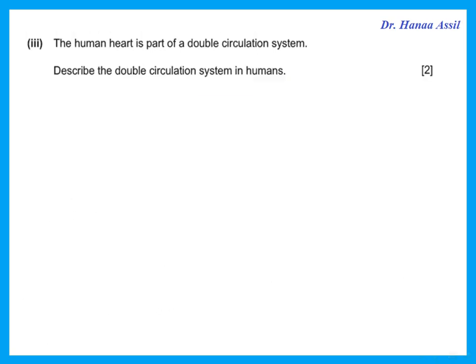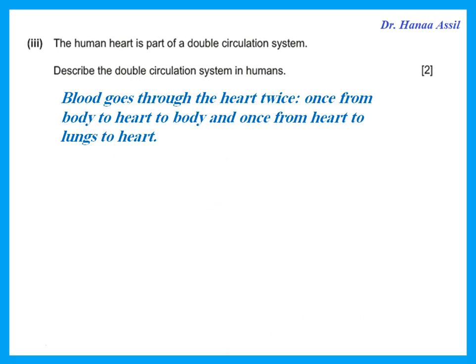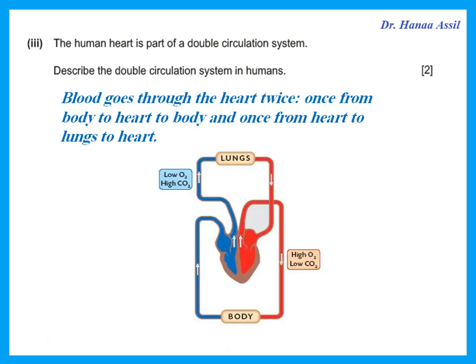The human heart is part of a double circulation system. Describe the double circulation system in humans. Remember, in humans, the blood goes through the heart twice. So once it goes from the body to the heart to the body. And once it goes again from the heart to the lungs to the heart. So we call this a double circulation.